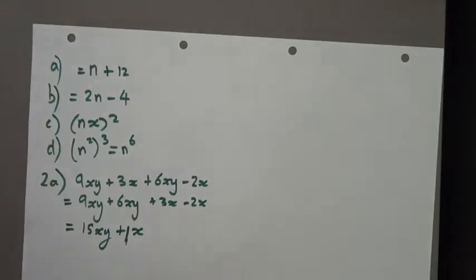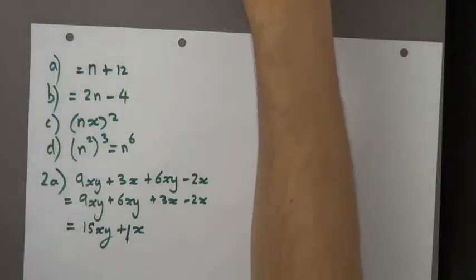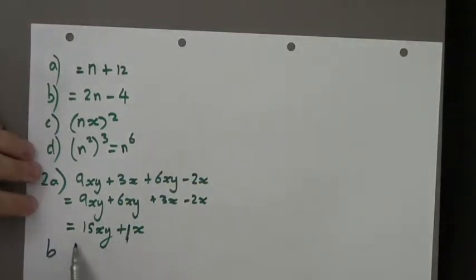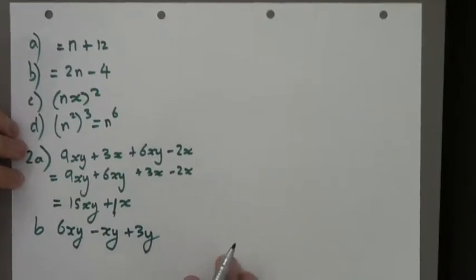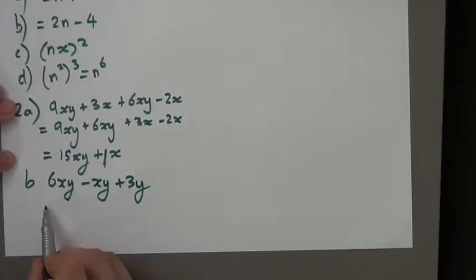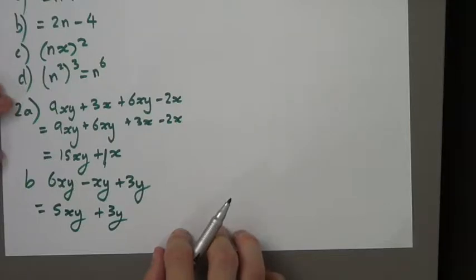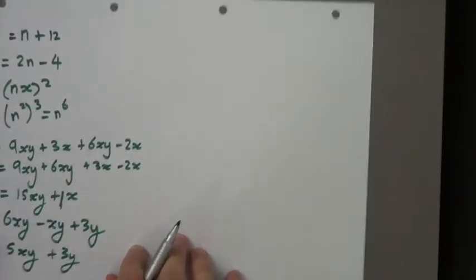Right, next question, let's have a look. So for B, it's 6xy minus xy plus 3y. So we need to simplify this. How do we simplify this? Well, what are the like terms? We've got an xy there and an xy there. So that actually just becomes 5xy plus 3y. And that's as simple as that. Right, next question.